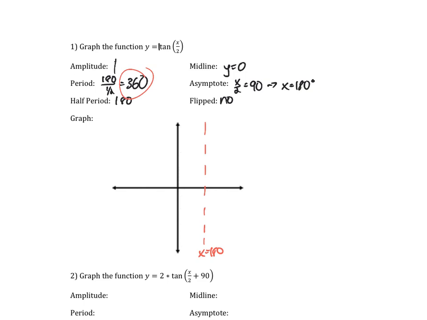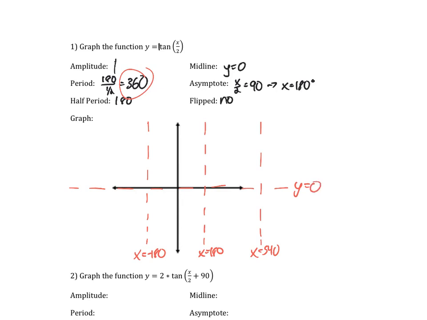So if I go 360 degrees to the left, that's going to take me to negative 180. And if I go 360 degrees to the right, that's going to take me to 540. So there are my asymptotes, and I'm also going to make sure I graph my midline, which is always going to be 0 unless we switch it, and that's where my 0 points will be located.